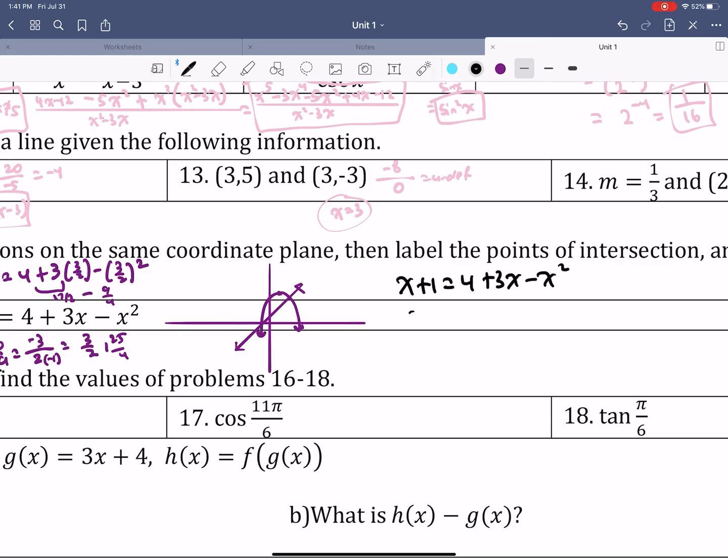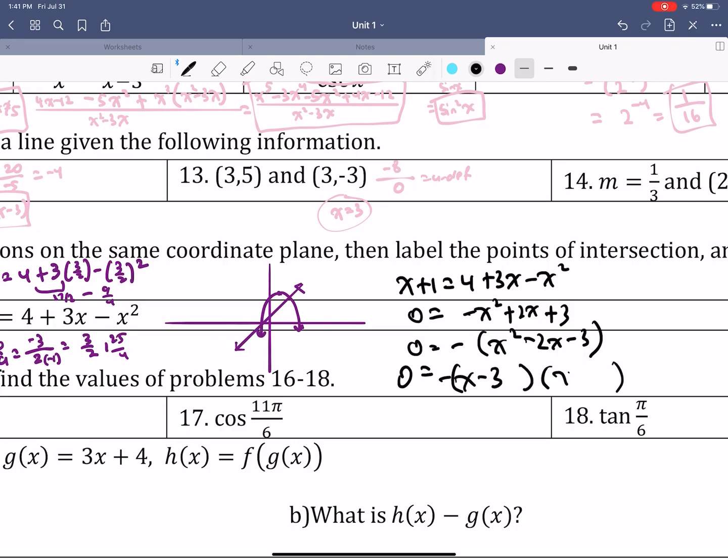Okay, let's solve. Move everything on one side. 0 is going to equal negative x squared plus 2x plus 3. I personally like to have the a value be positive. So now I can see that this is factorable. X minus 3 and x plus 1. So our x coordinates for our intersection points are 3 and negative 1.